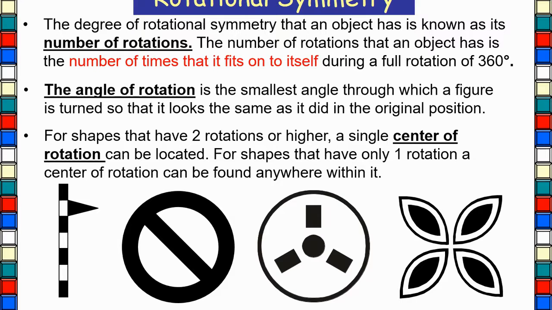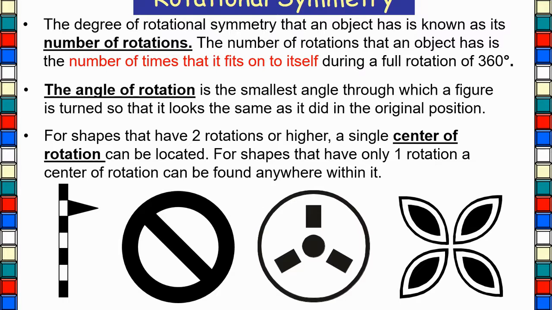Angle of rotation: you take 360 degrees, because that's the whole rotation, and you divide that by the number of rotations. So for example, our little war club guy, the angle of rotation is 360 degrees. It needs to go all the way around before it can fall on itself. Our stop symbol, however, is 360 degrees divided by 2. So angle of rotation is 180 degrees.